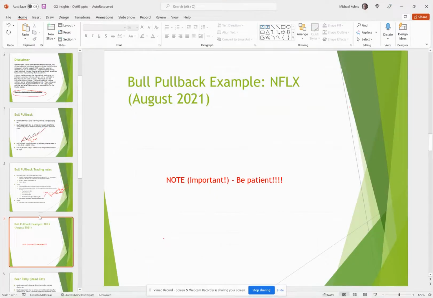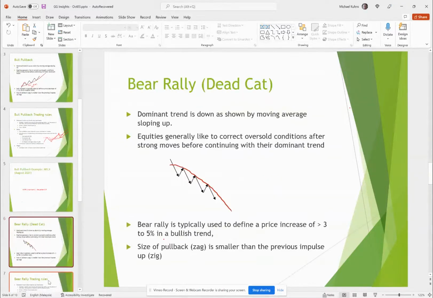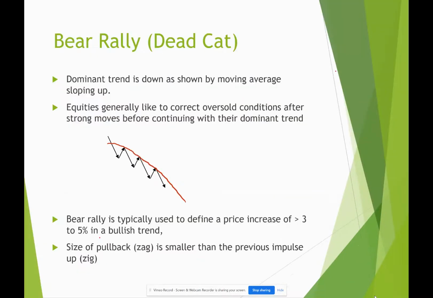The second one I wanted to talk about is the bear rally. Okay, so bear rally is exactly opposite of a bull pullback. A lot of people call this the dead cat. Okay, so but the dominant trend is down, is shown by the moving average sloping down. And just the opposite of the bull pullback, equities usually like to correct oversold conditions, revert to the mean after strong moves before continuing with their dominant trend, which is down.